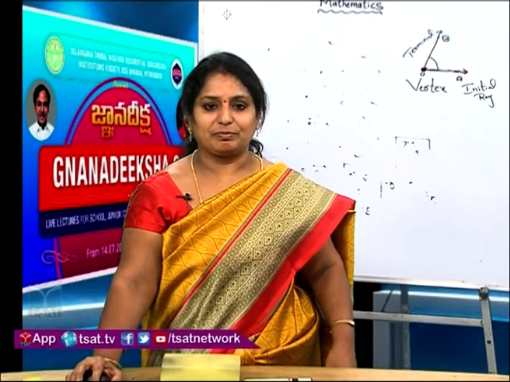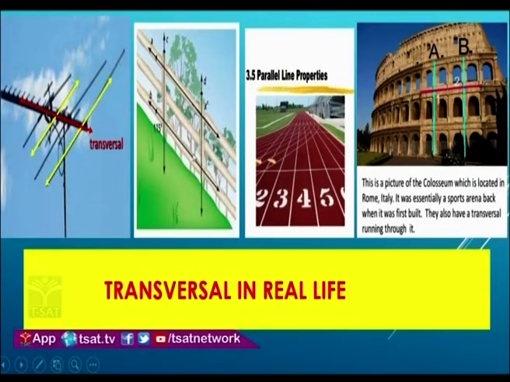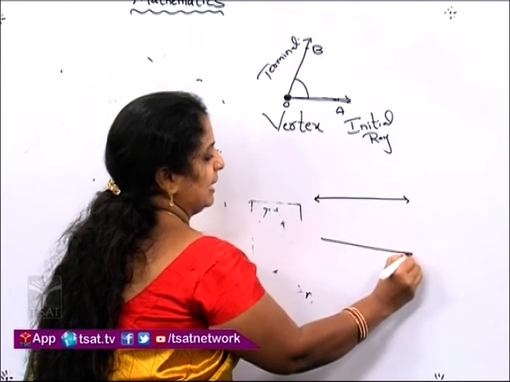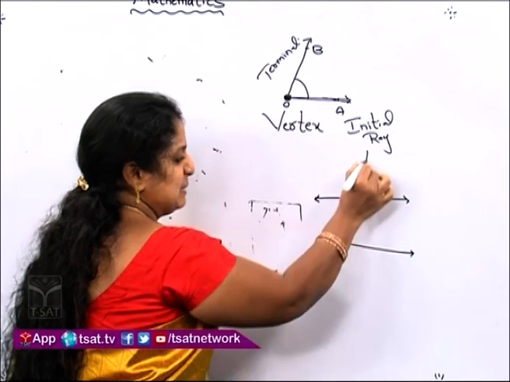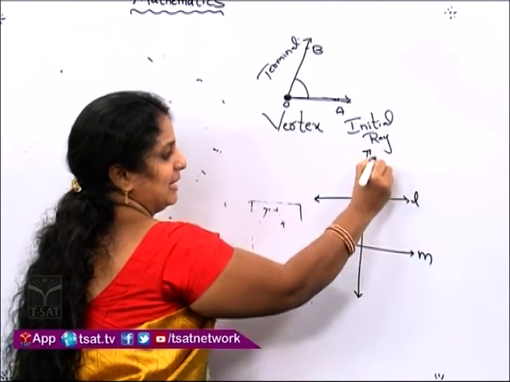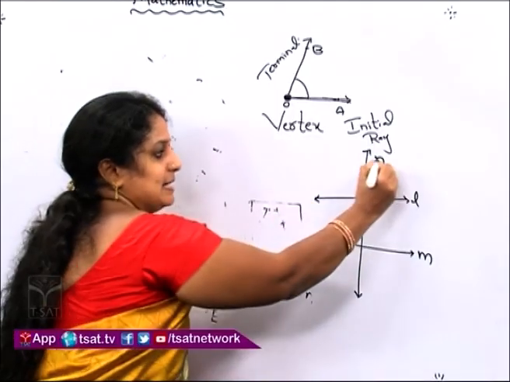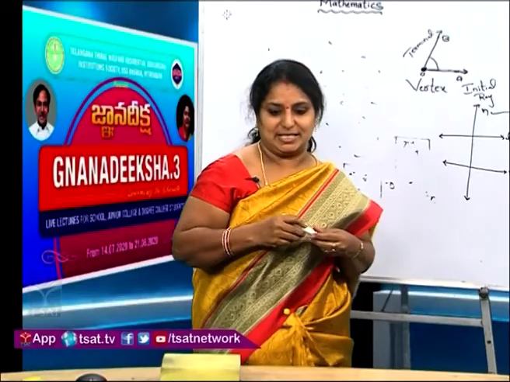Next one. See this picture: an antenna, the wall, the tracks, any monuments. If you observe all four pictures, children, we are taking two or three lines, and a line is passing through these two lines, L, M, N. They may be two parallel lines, or they may not be parallel lines. This N is called a transversal.